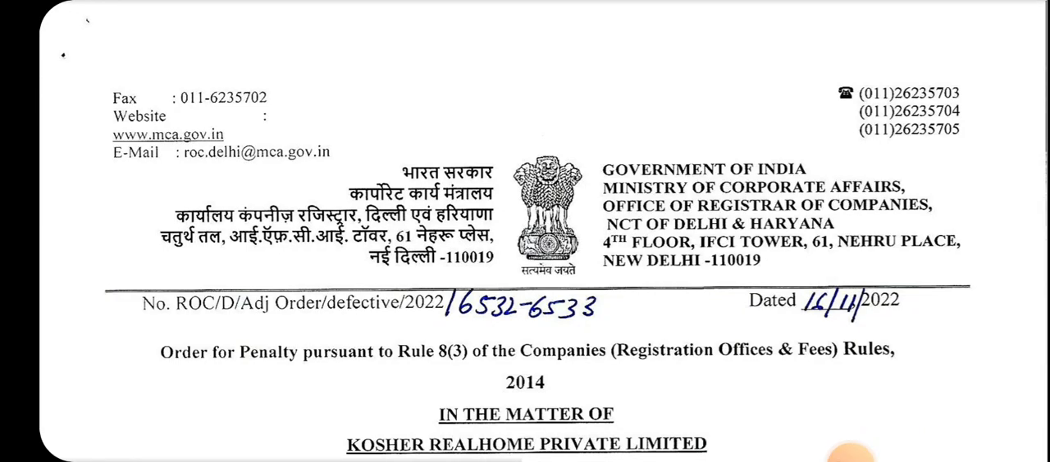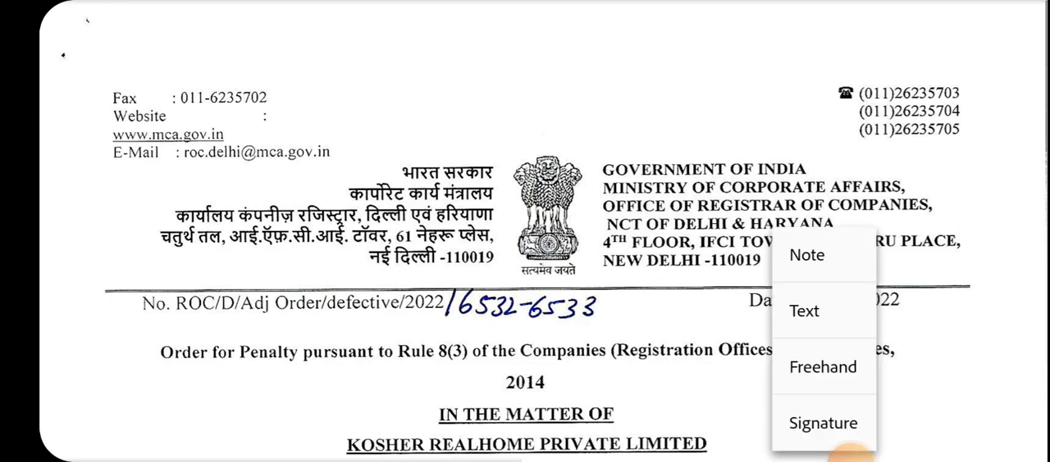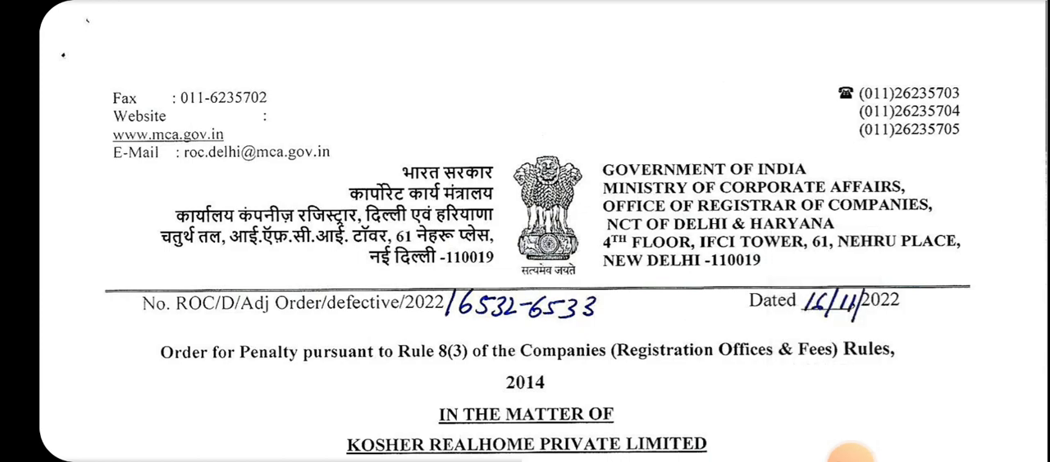Today we are discussing a latest adjudication order issued by the Delhi ROC for the violation of Rule 8, Sub-Rule 3 of the Companies (Registration of Offices and Fees) Rules, 2014. Dear friend, Rule 8 deals with authentication of the document, and Sub-Rule 3 of Rule 8 says that an authorized signatory and professional, if any, who certify the e-form shall be responsible for the correctness of the contents of the e-form and correctness of the enclosure attached with the electronic form.